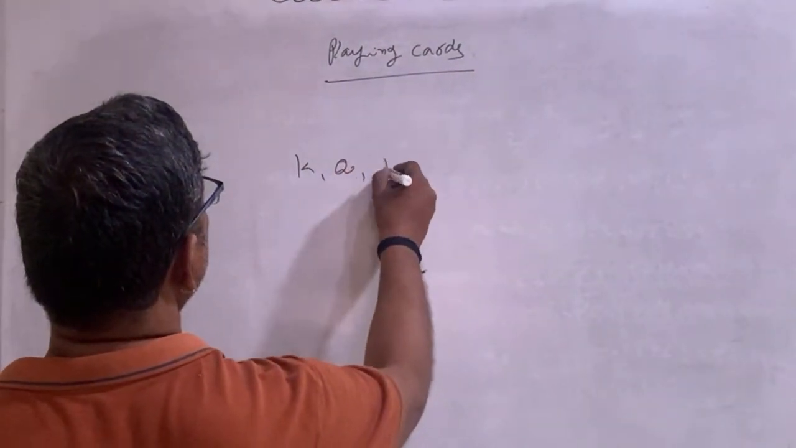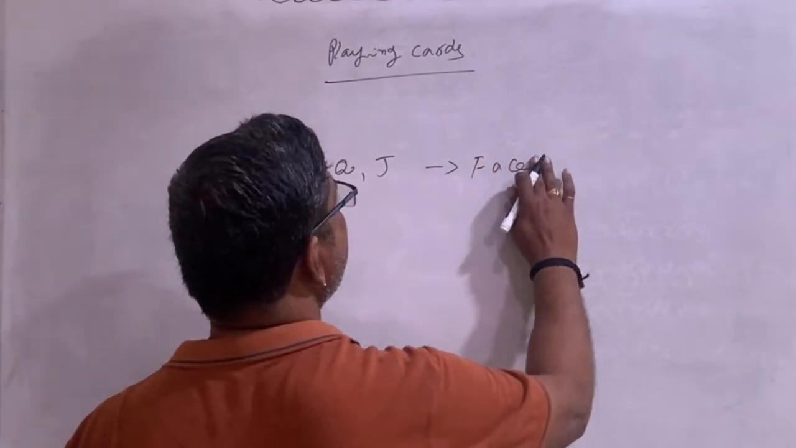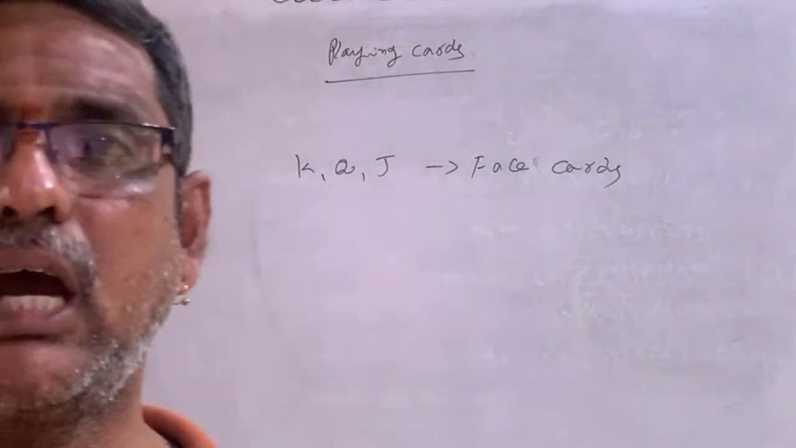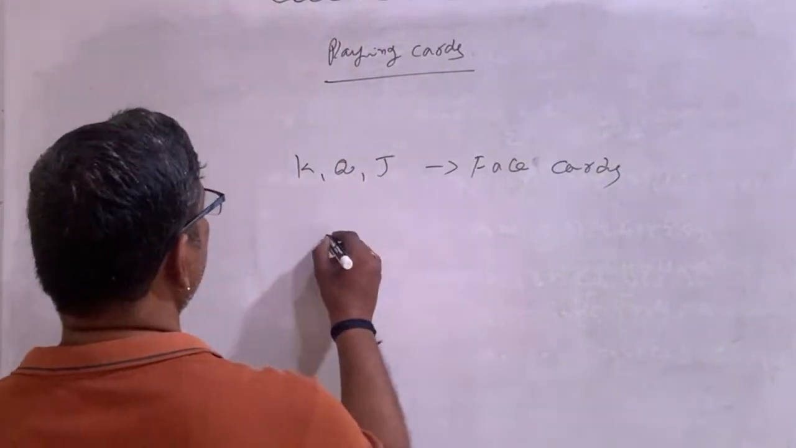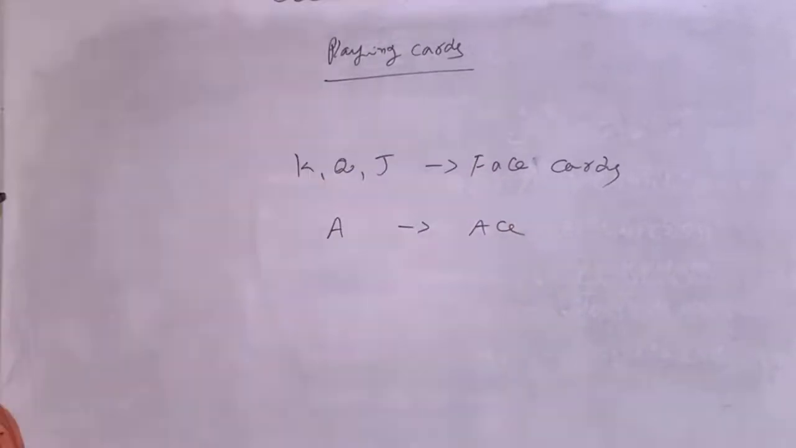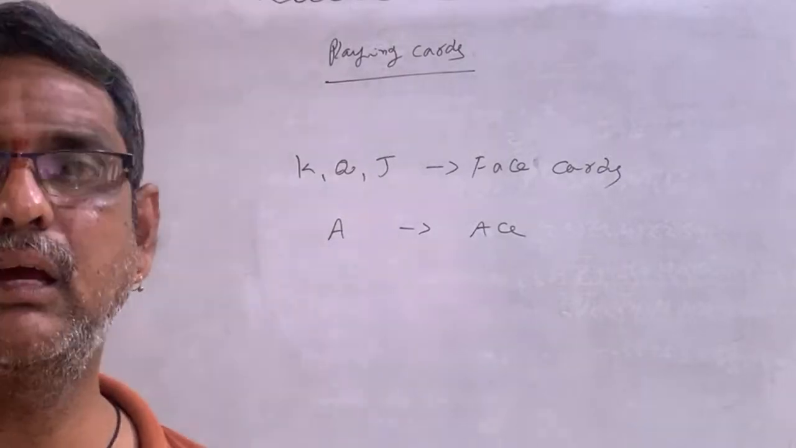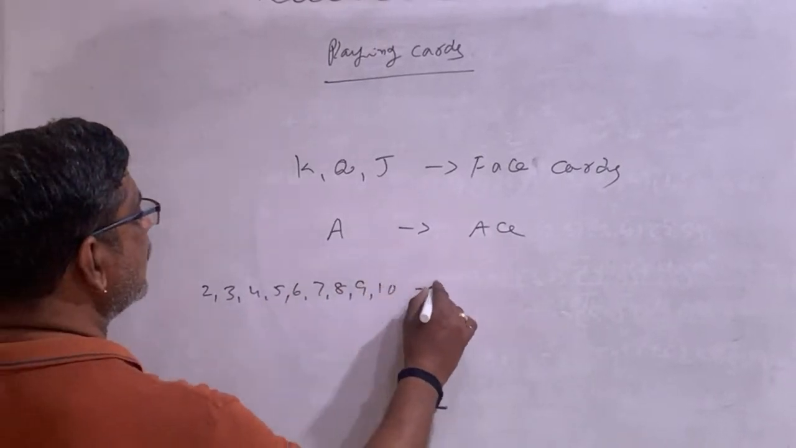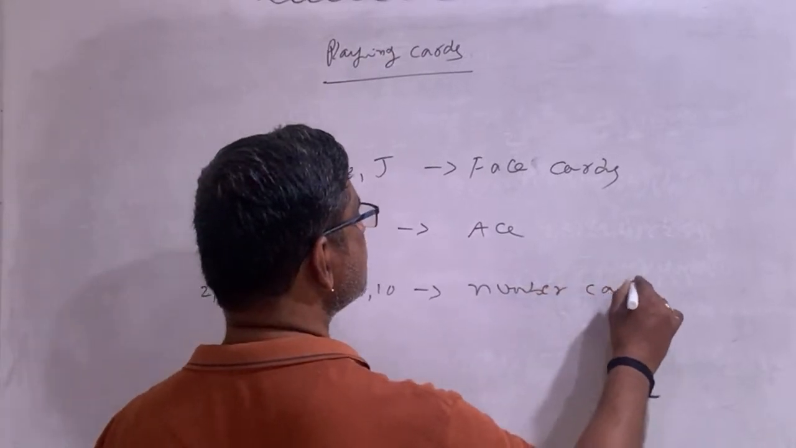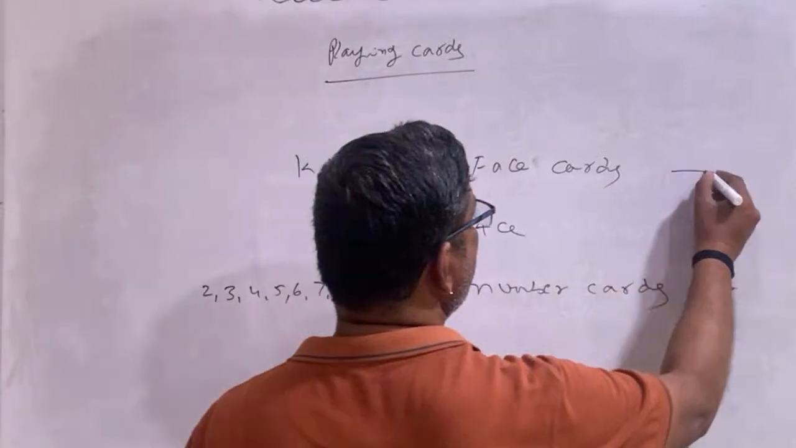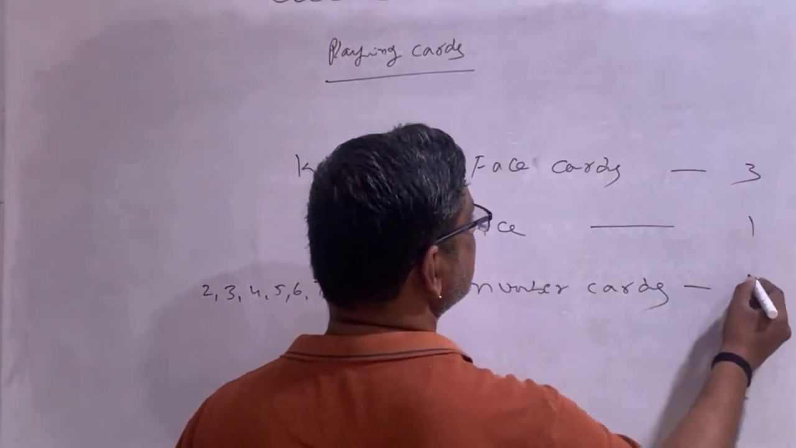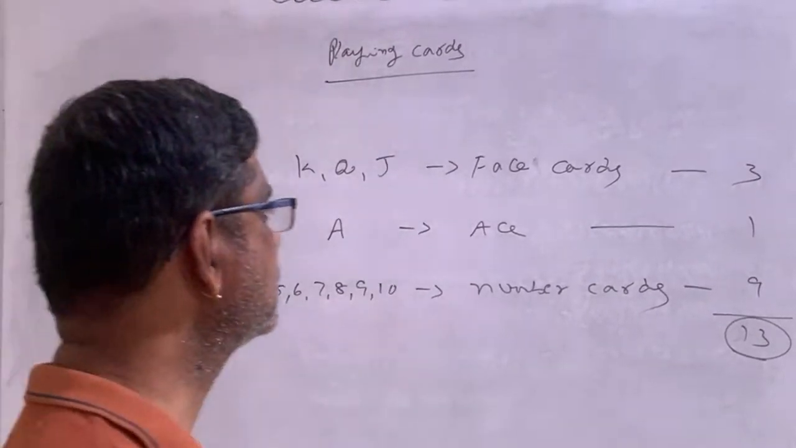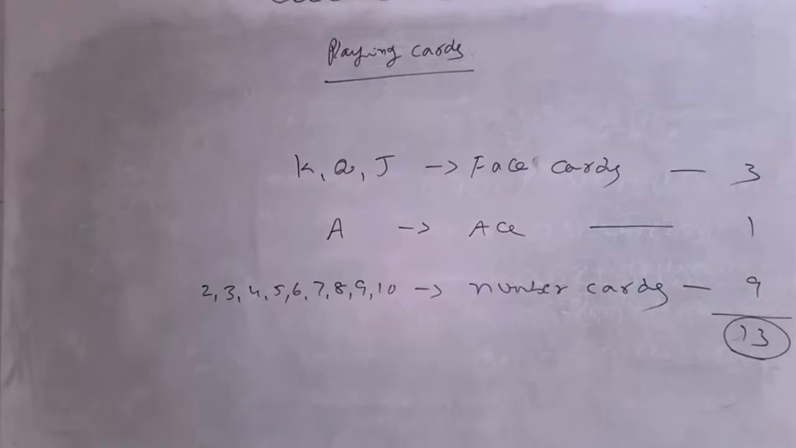King, queen, jack, these 3 are called face cards. And A is called Ace. And 2, 3, 4, 5, 6, 7, 8, 9, 10 are called number cards. So we have 3 face cards, 1 ace, and 9 number cards. Total 13 cards. So each shape contains 13 cards.